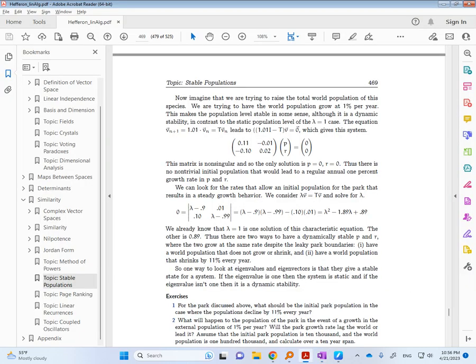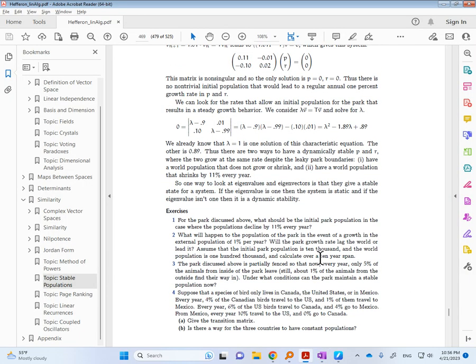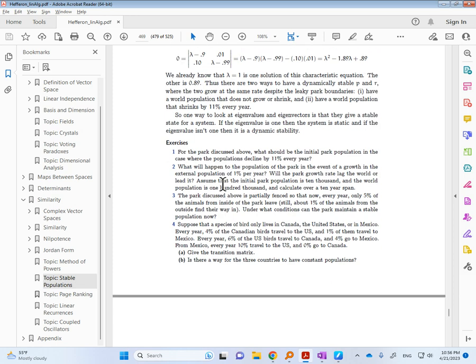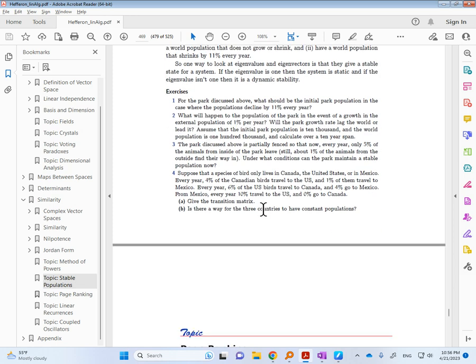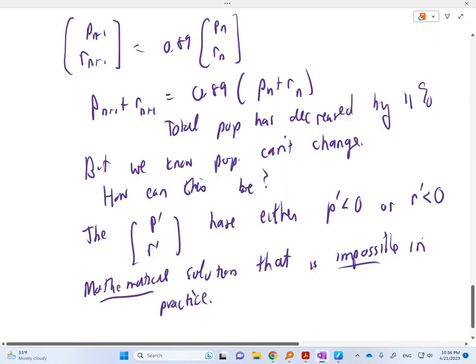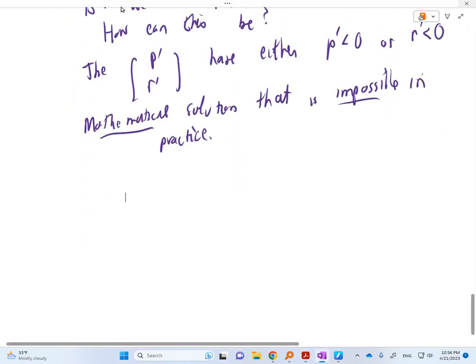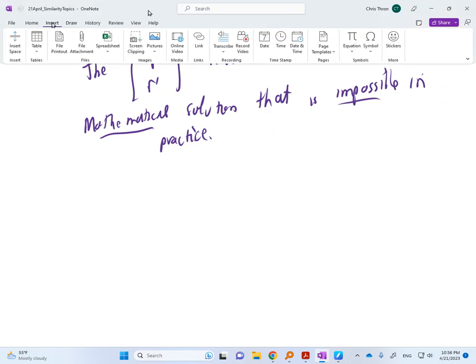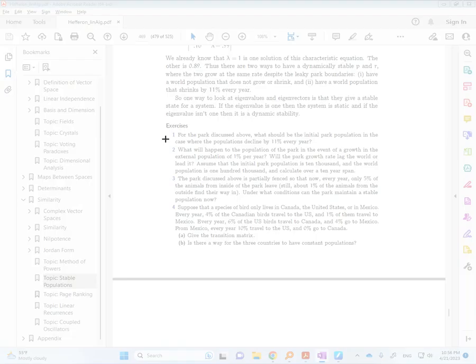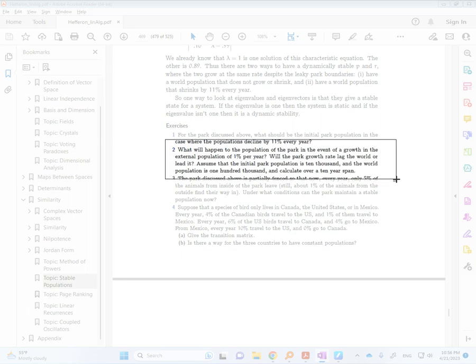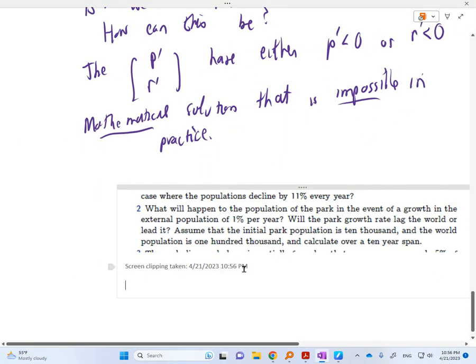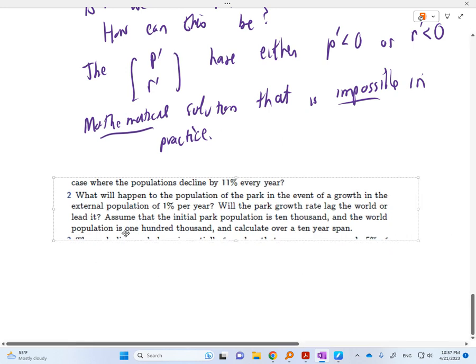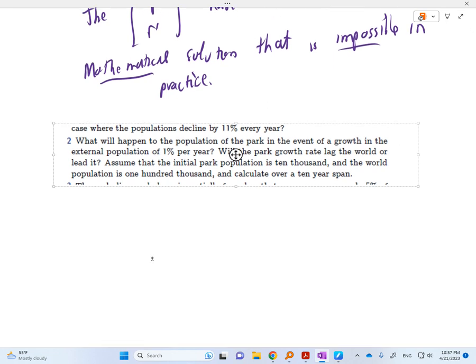Let me see if there's anything else I want to say here. Other than that, I think there's really nothing new here that will cause any issue. Oh, yes. All right. So let me do the second one. And the second one, what's that all about? All right. So what will happen to the population in the park in the event of a growth of an external population of 1% per year? All right. So what does this mean? So we get new equations.